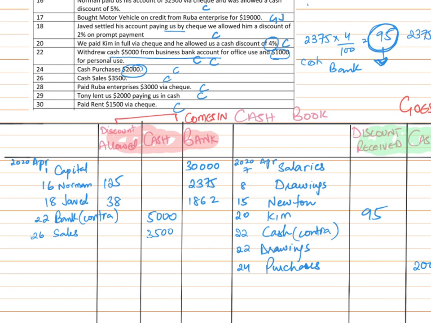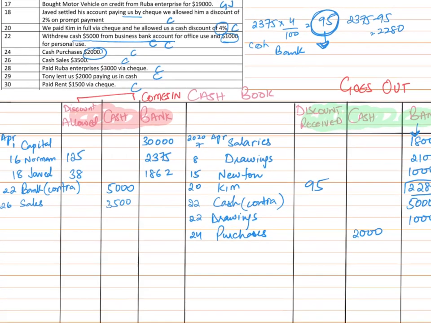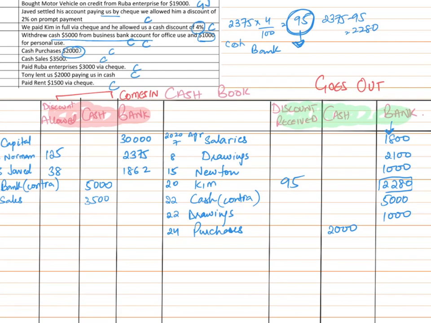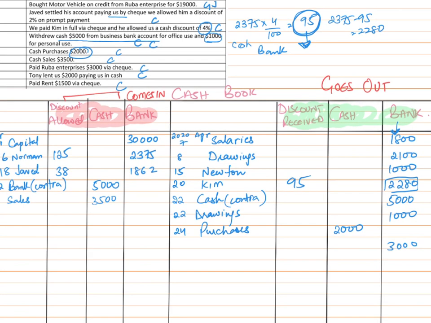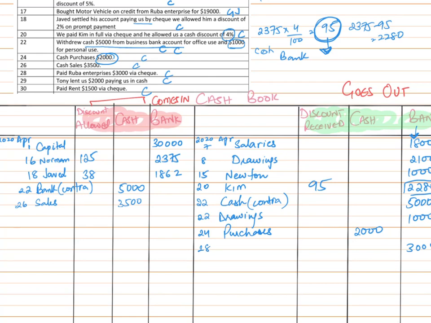Now if we look at the transaction on 28th April, it says paid Ruba Enterprises 3,000 via check. So we are paying 3,000 from our bank account, so we'll write 3,000 here in our bank account. Clearly we can see bank is getting credited, and what's getting debited? Ruba Enterprises is getting debited.